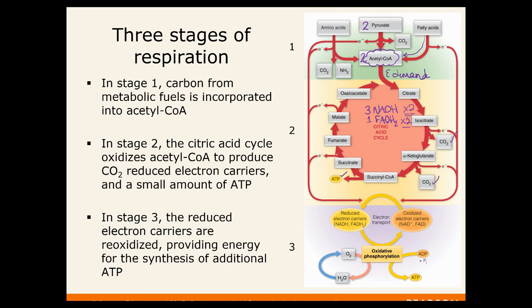And here's the big picture. Our next pathway is called the electron transport chain. Those electron carriers are going to enter into that pathway, and that's where we're really going to see a lot of ATP formed.